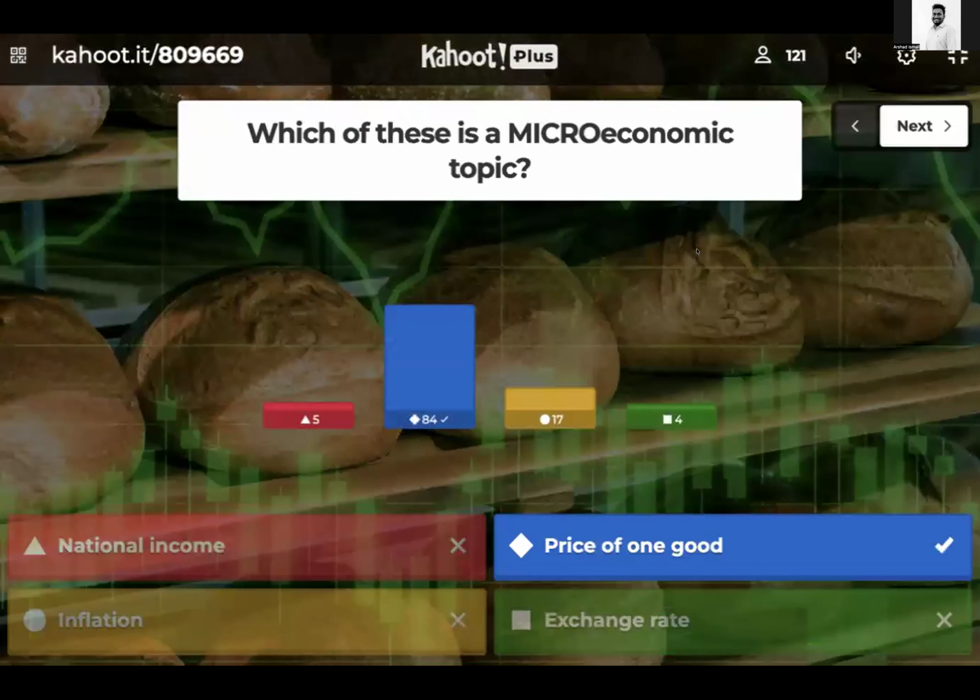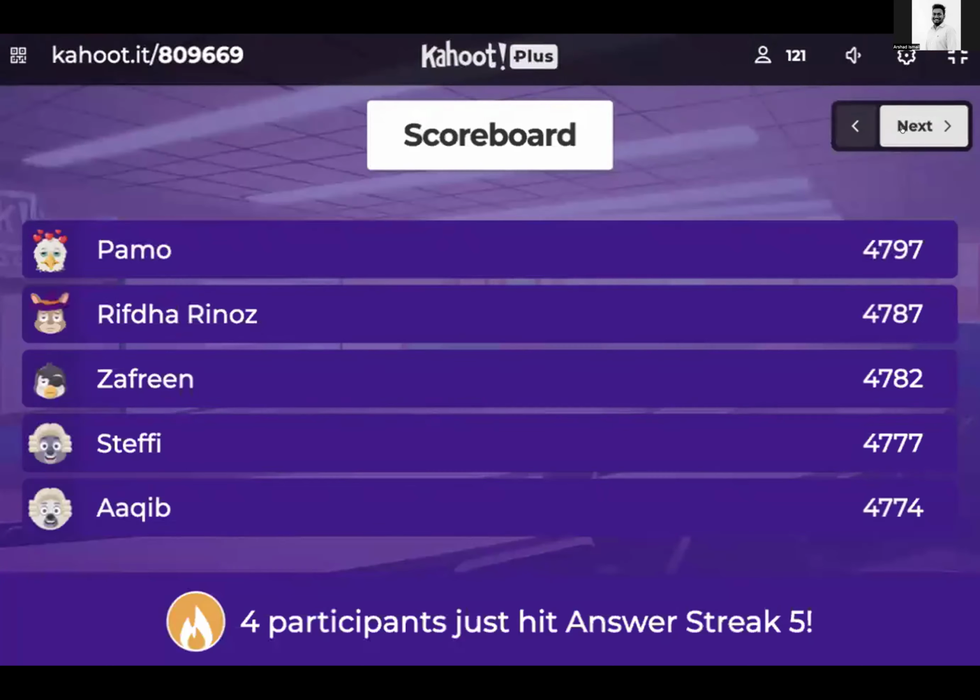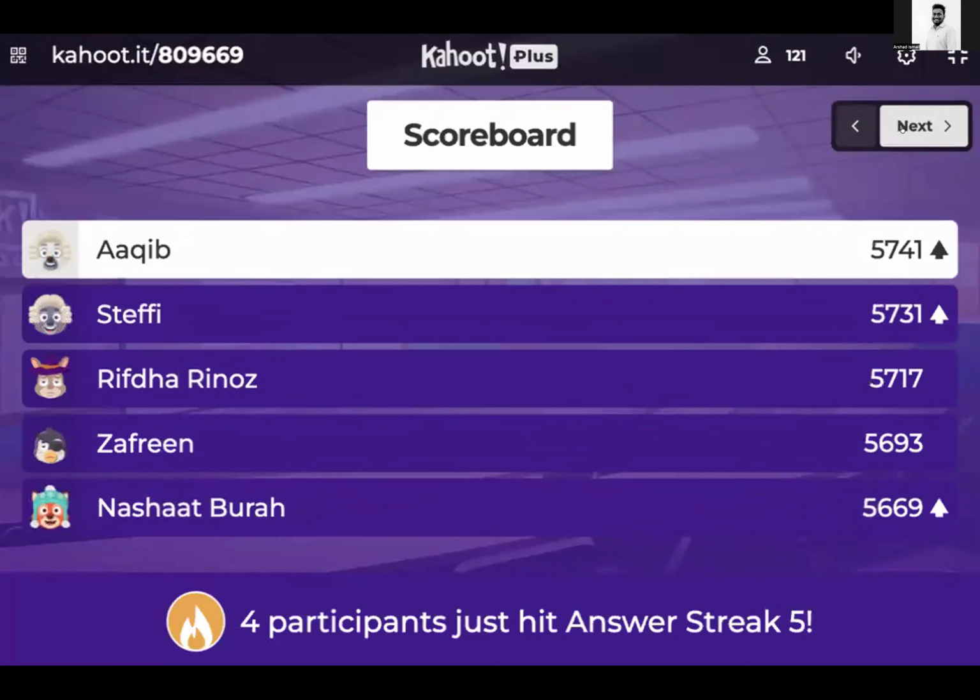Even if someone hasn't joined, you can join from the middle. The game pin is on the top of the screen. Nice. Price of a good. So price of one good is microeconomic. Inflation and those are macroeconomic topics. The leaderboard has changed again.